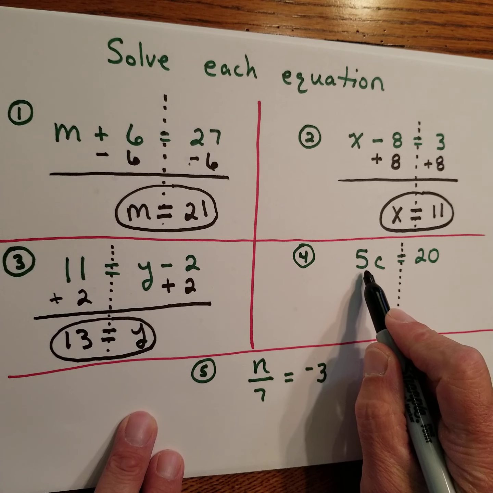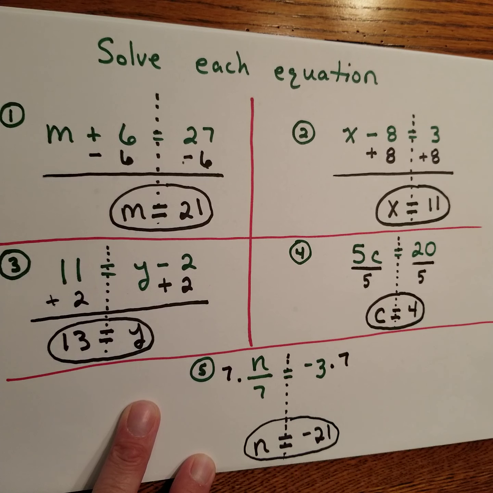That way, 7 divided by 7 is 1 times n is n, and -3 times 7 is -21. Great answer. -21 is the number that when I divide by 7, I end up with -3.